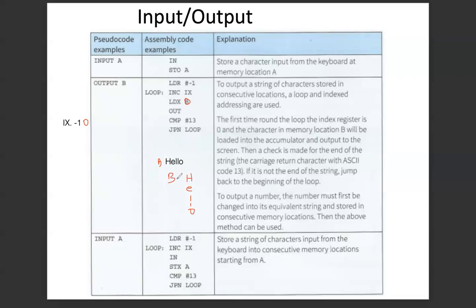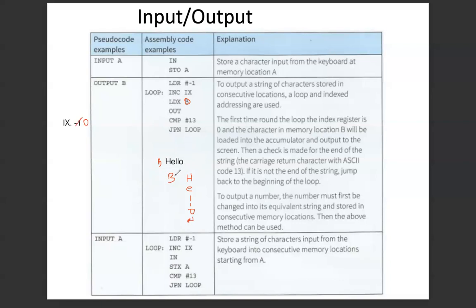This is B. If I print B at the moment, the contents of B will be printed on the screen. Let's say I'm trying to print this entire string, and I have a carriage return over here as well. This is the carriage return, it's an arrow. I'll start off by incrementing IX, so my IX is now 0. I will LDX from B. By the way, B is right here.